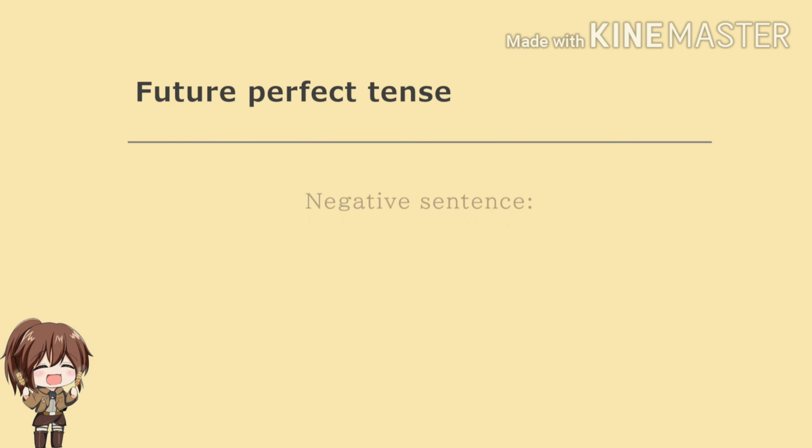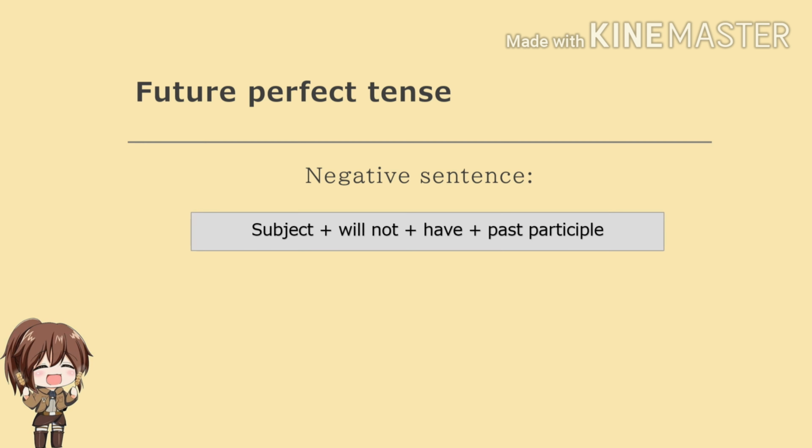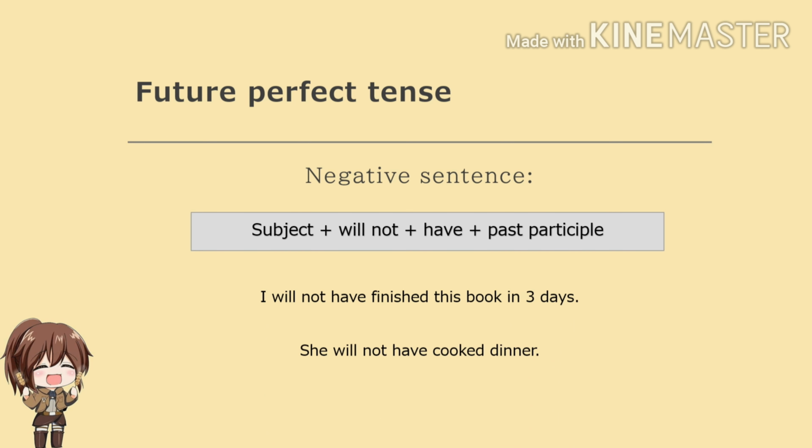Now for the negative sentences, we will use subject plus will not plus have plus past participle. I will not have finished this book in 3 days. She will not have cooked dinner. They will not have arrived at the mall.